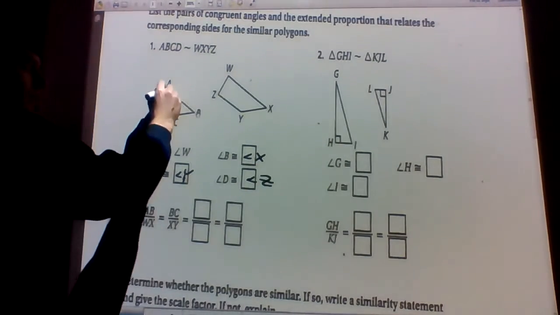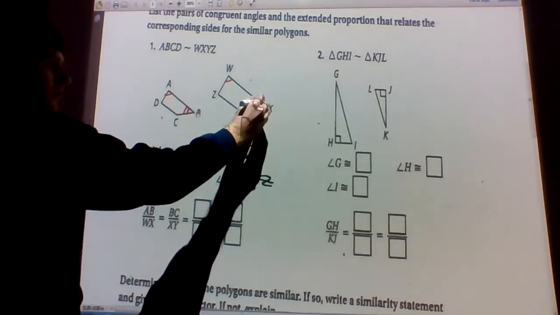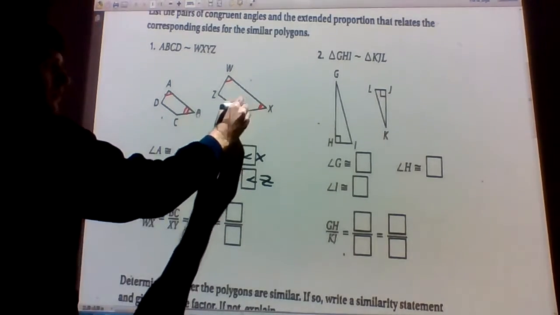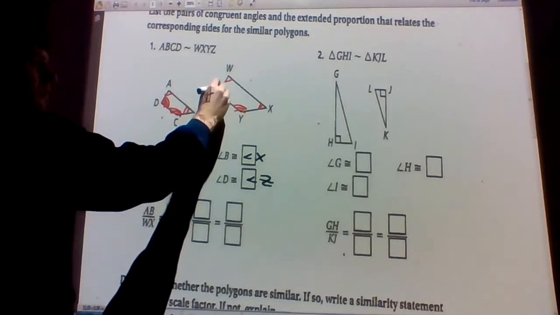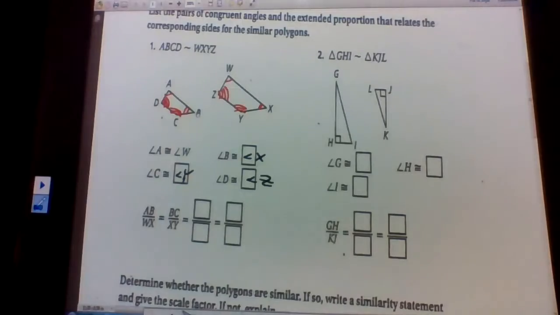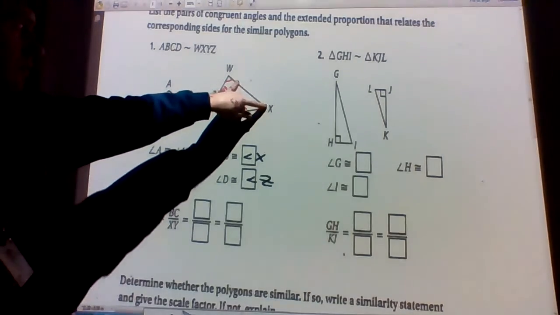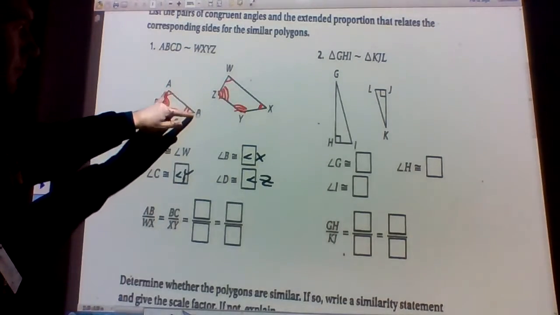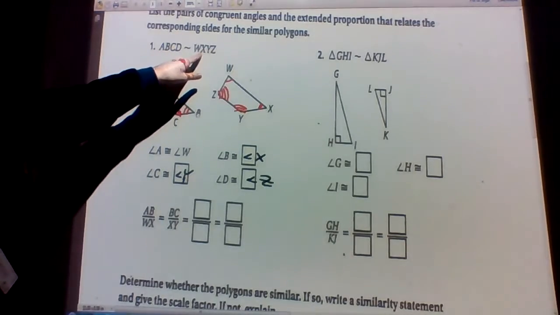Okay, so A was congruent to W. B was congruent to X. C was congruent to Y. And then D was Z. Okay. AB corresponds with WX, so you can get that by looking at the diagram, or we can use the similarity statement. So AB is the first two letters, WX is the first two letters.